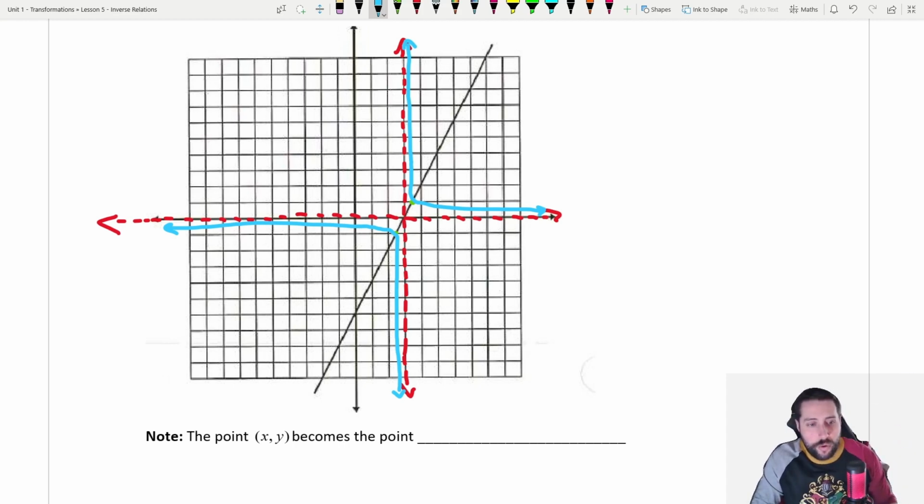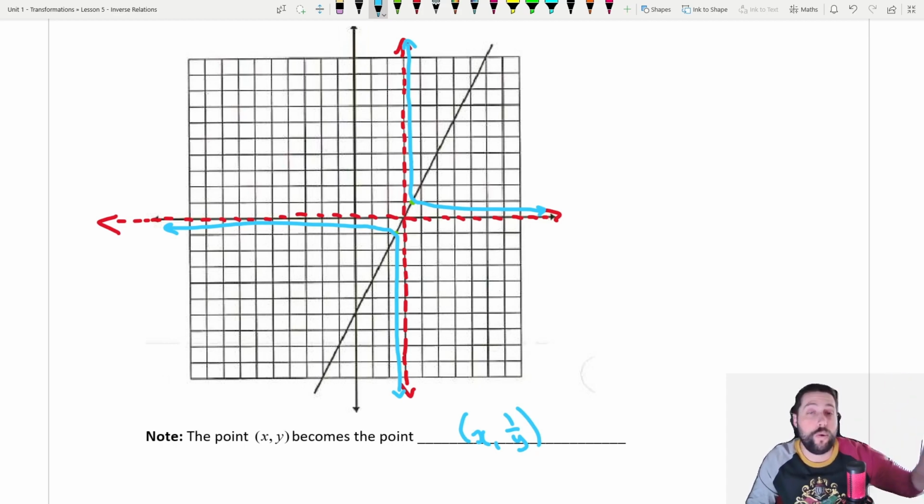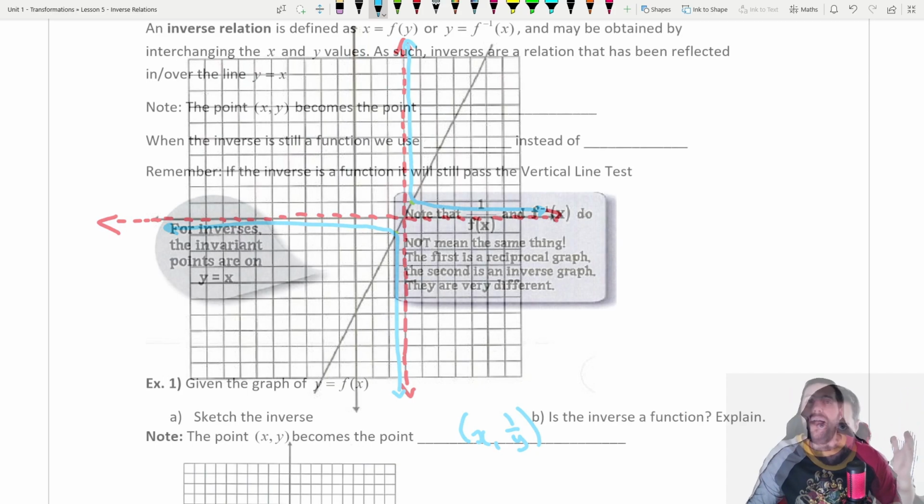So note, the point x, y becomes the point x, 1 over y. Okay, so that's what it becomes. And that's what we've seen here. That's why we have invariant points at y equals 1 and y equals negative 1. Because those are the exact same spots, right? 1 over 1 gives you the exact same. Negative 1 over negative 1 gives you the exact same point. That's why we have invariant points at y equals 1 and y is equal to negative 1.